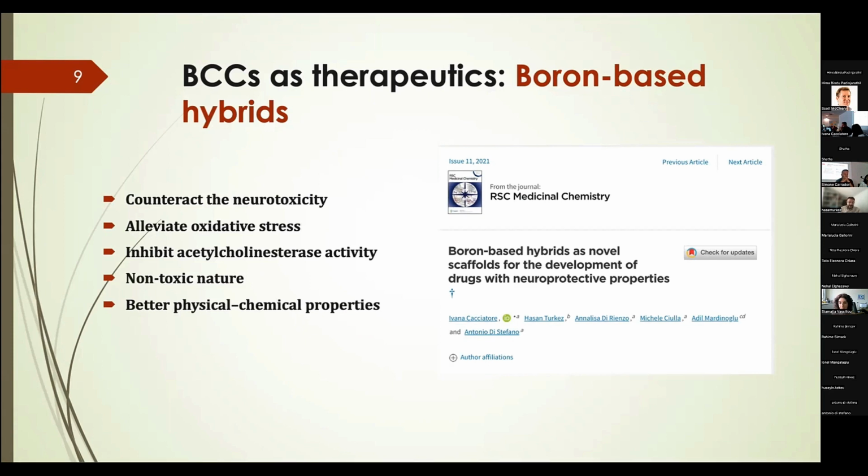age-associated disorders. So taking all this data together, we demonstrated that boron-lipoic acid conjugates could be multi-target compounds, since they exhibited superior potential in counteracting the neurotoxicity induced by beta amyloid peptides in different neuroblastoma cell lines.